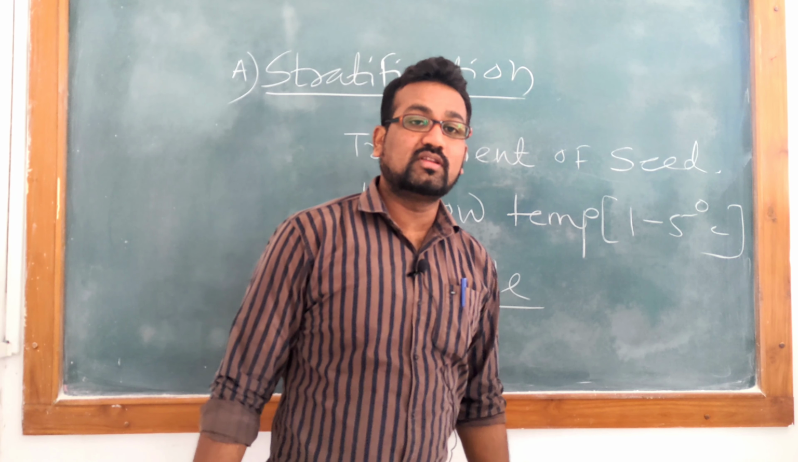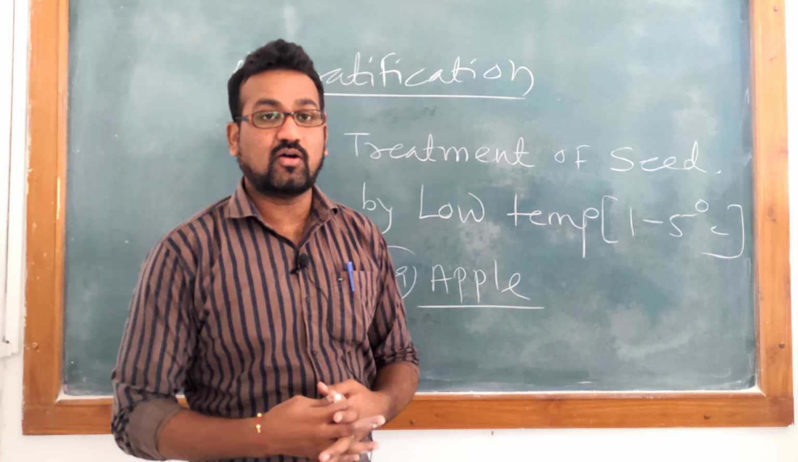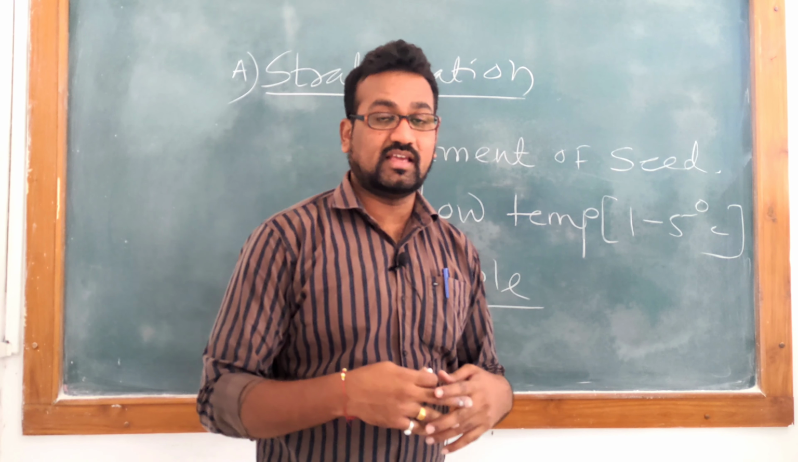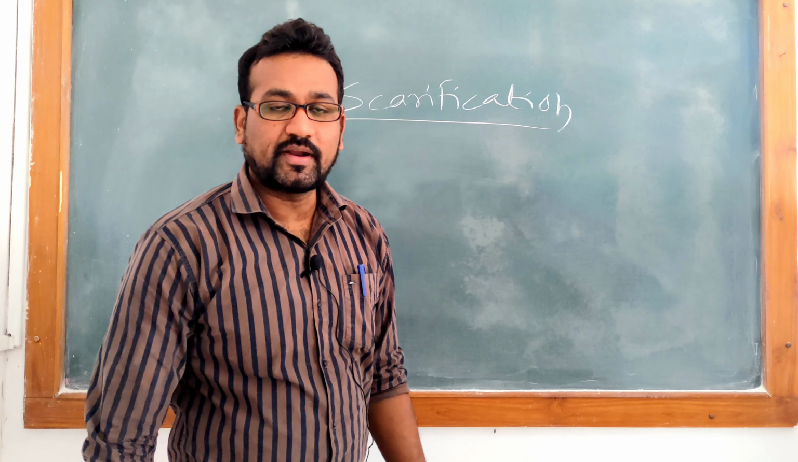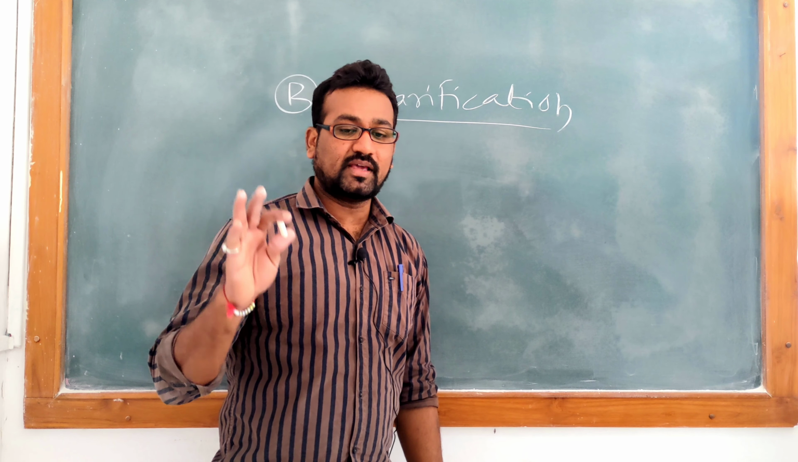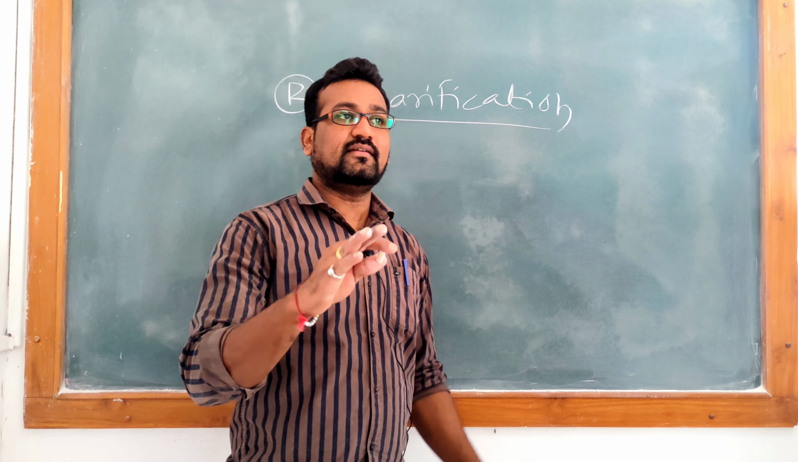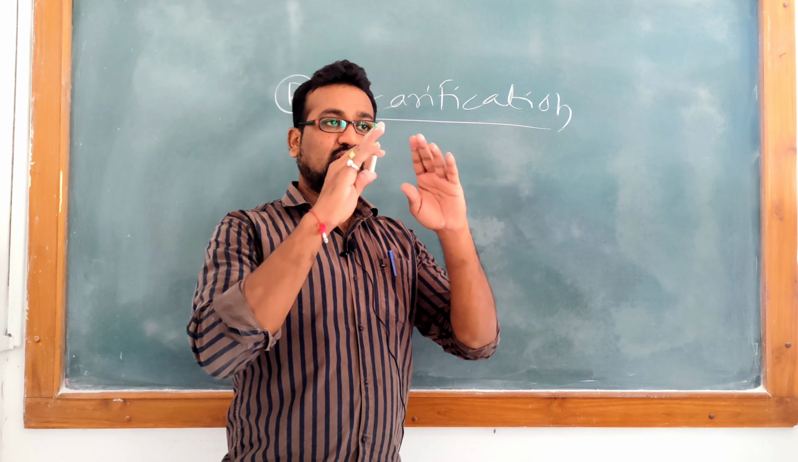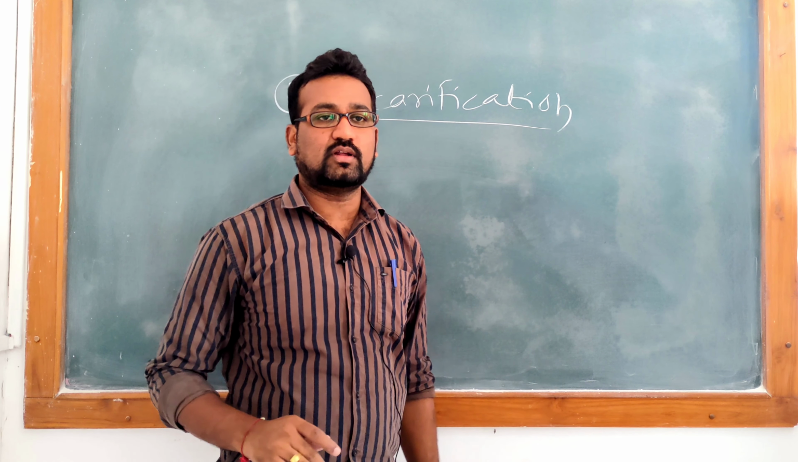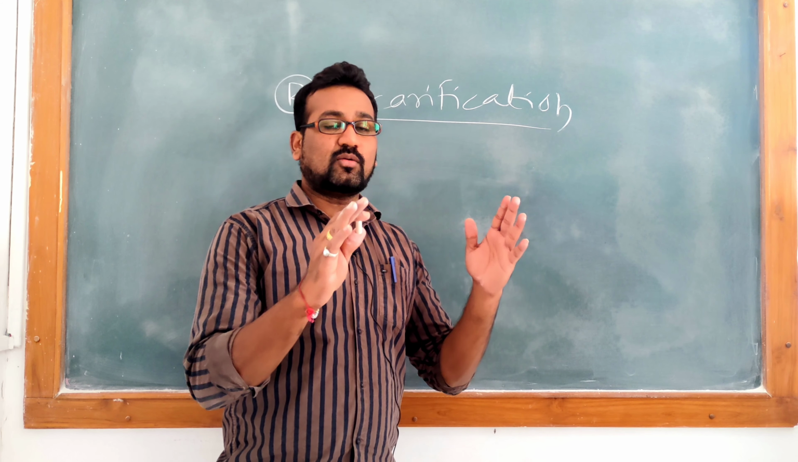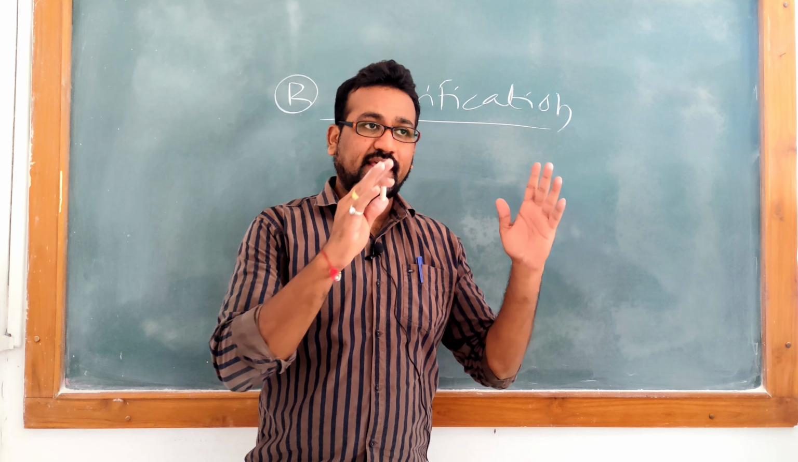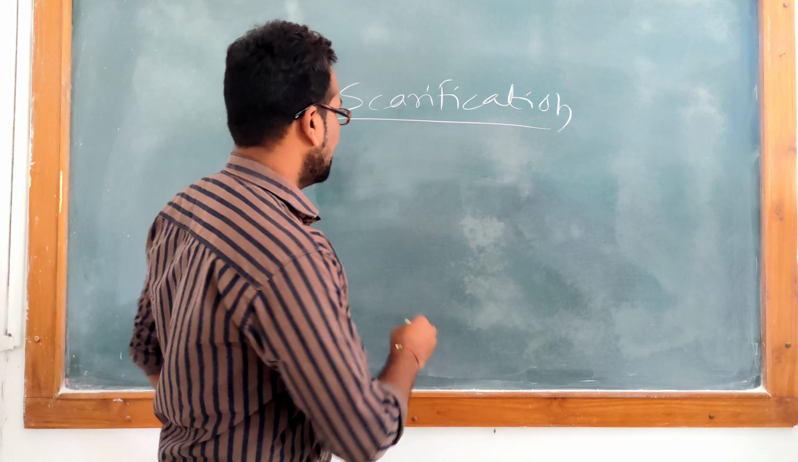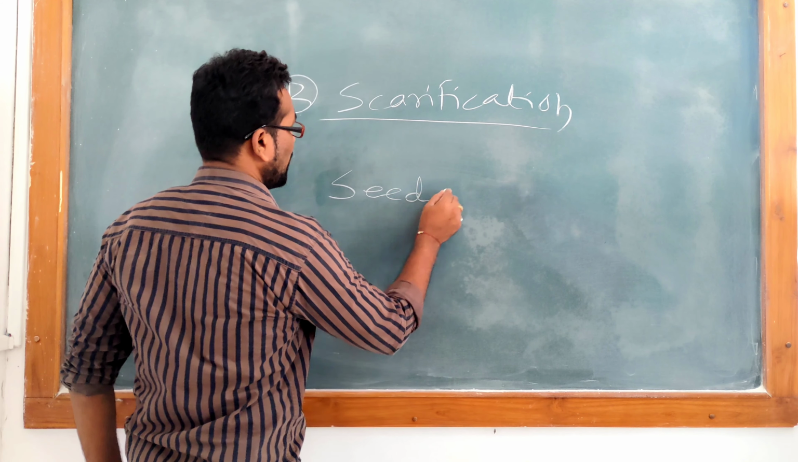Now let's discuss the next method of seed dormancy breaking, that is scarification. It is different from the stratification method. So friends, the second point I have written here is the scarification method to break the seed dormancy. In this method we generally treat the seed especially to remove or loosen the seed coat. In seed dormancy you have seen external seed dormancy and internal seed dormancy, where the external type of seed dormancy mainly involves the seed coat making the problem.